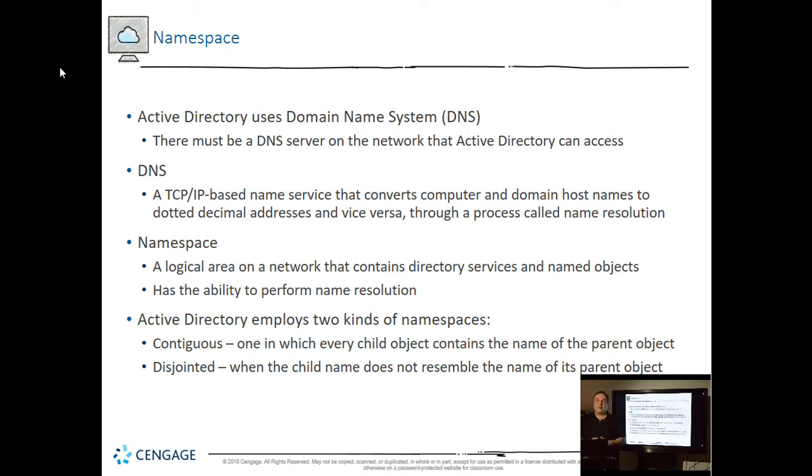DNS uses what's called a namespace. A namespace basically includes the entire name of the object, the domain, and the last part of it would be the highest level of the domain, which would be .internal in our case. But it could be .com if it was on, say a website. So it's a logical area on a network that contains directory services and named objects, and it has the ability to perform name resolution. So all these things are part of DNS.